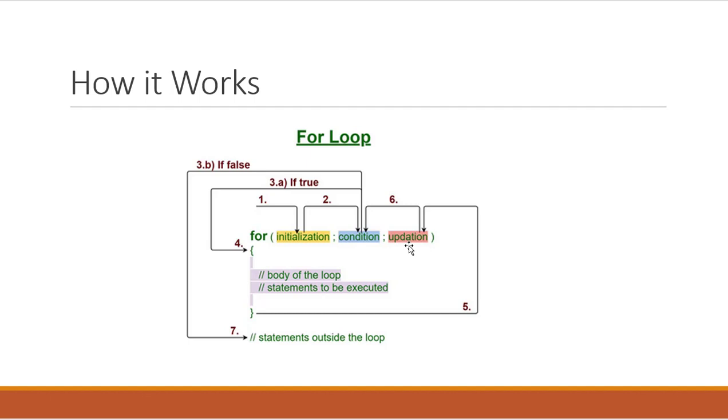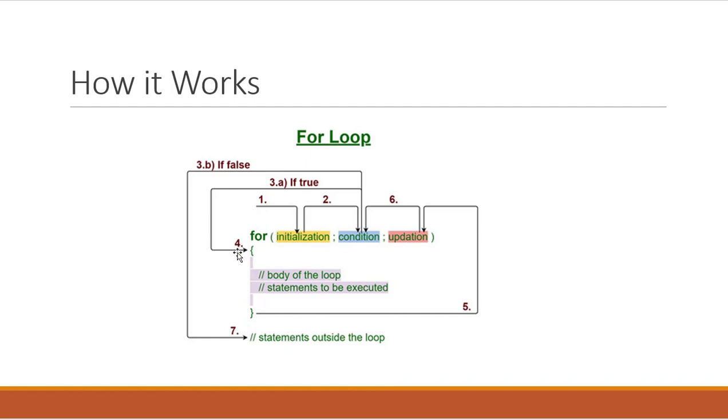But for loop, it goes in one line, unlike while loop. You have for as the reserved word, then you have braces, or brackets we call it. Initialization, semicolon, you have the condition, semicolon, you have the updation. And there you go, open braces, close braces, the body of the loop. And of course, if the condition is false, then it exits to the statement outside the loop, okay?